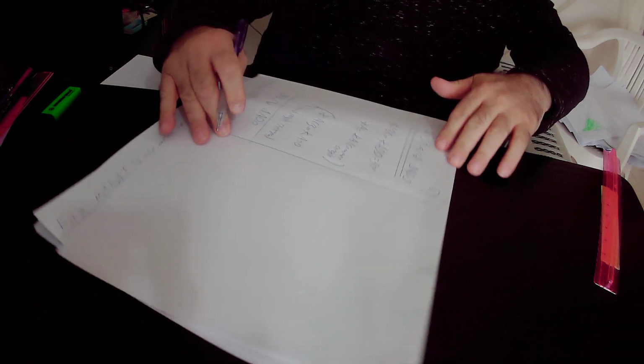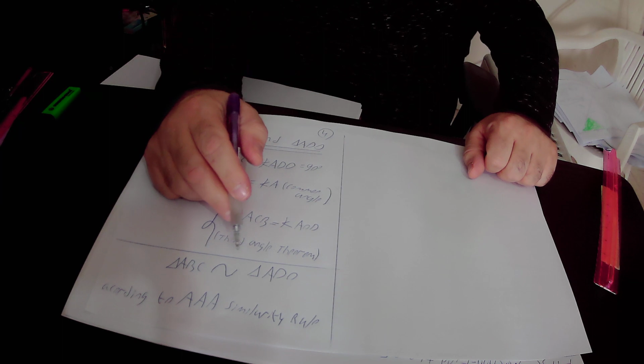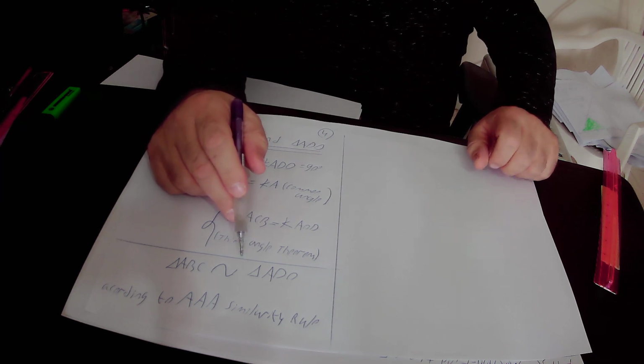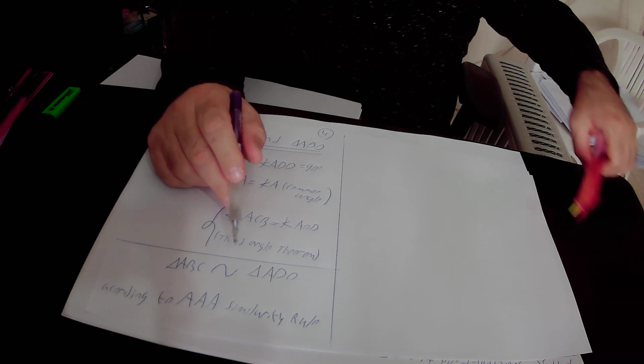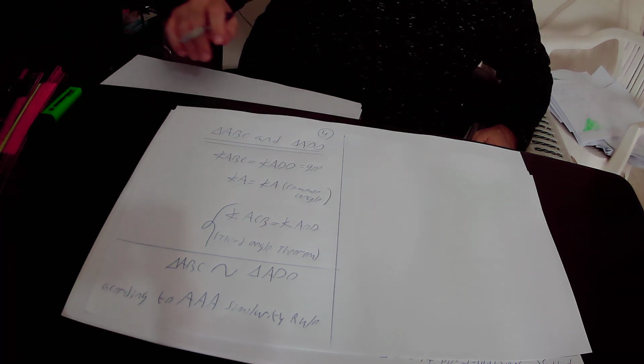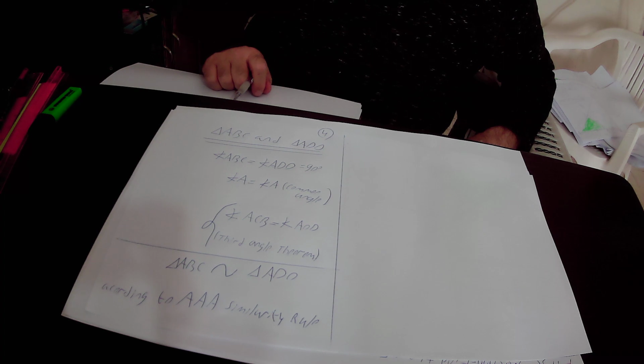I'll repeat again. Triangle ABC is similar to the green triangle, triangle ADO, according to the angle similarity rule. So what is the angle similarity rule? The angle similarity rule is that if you prove that two angles in one triangle are congruent to two angles in another triangle, then the third pair of angles must also be congruent. Okay?